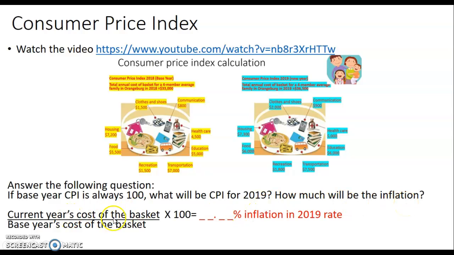This is the formula for how you calculate it: current year's cost of the basket minus base year's cost of the basket, divided by base year's cost of the basket, times 100. That is your percentage inflation rate in 2019. This is how you calculate the inflation rate. Watch this video first, then try to calculate the inflation rate for 2019 with a base of 100 and see how you go.